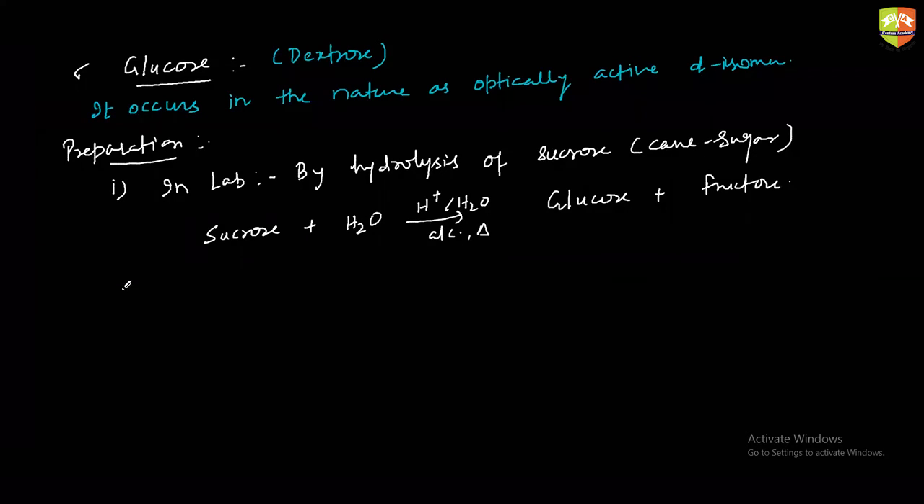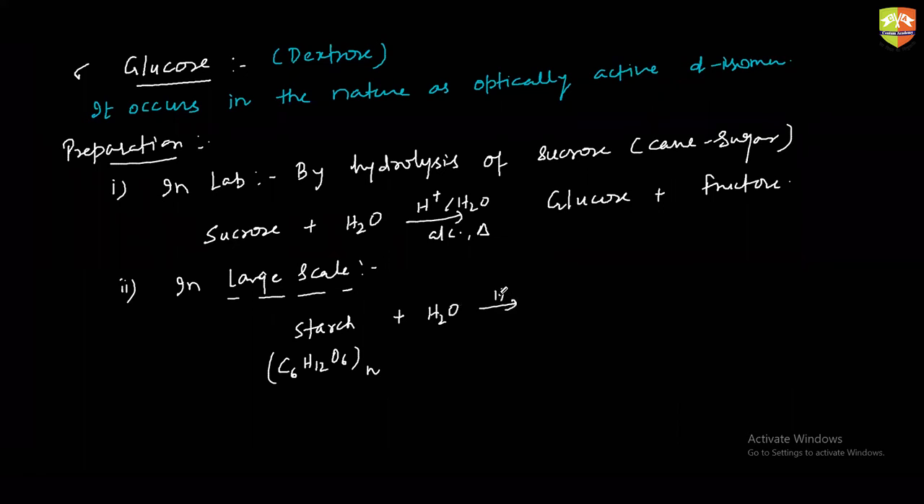On a large scale, it is prepared by the hydrolysis of starch. Starch is made of C6H12O6 units, n units of this, plus H2O and H plus. It gives glucose, n units of C6H12O6. This is the preparation method, which is obviously not that important, but for structure elucidation there are 2-3 things which are important to understand, and that we'll discuss next.